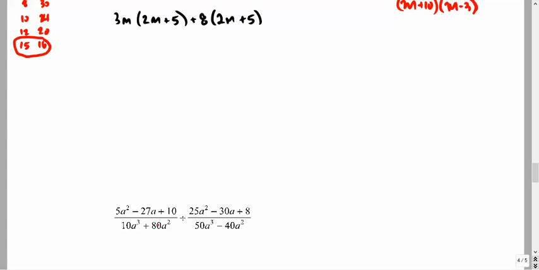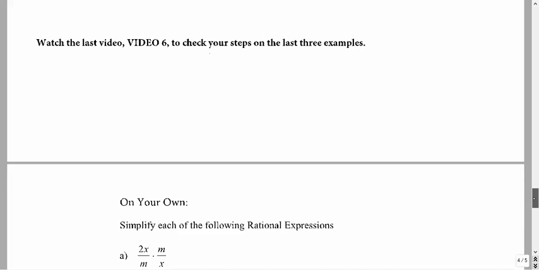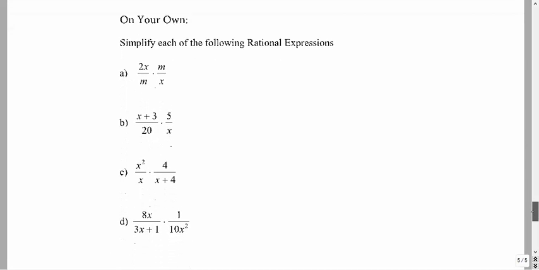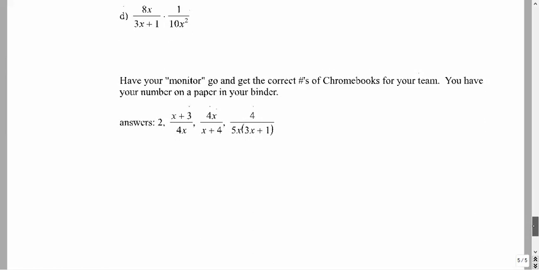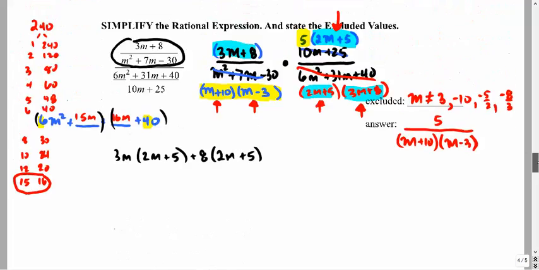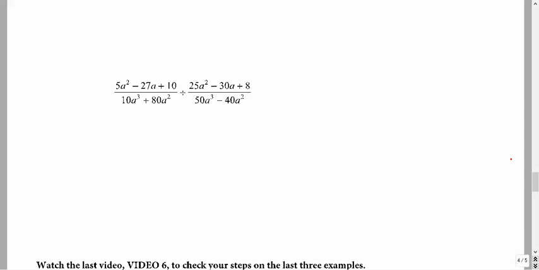This problem down here is just another practice of using your grouping method. It takes a little while to get through it. I think I won't work on that one, but you can work on that one. And then we have on your own, where you can go back and check your skills, and then look at your syllabus for your homework. There is a Math Excel assignment, and there is book work that you need to be doing.